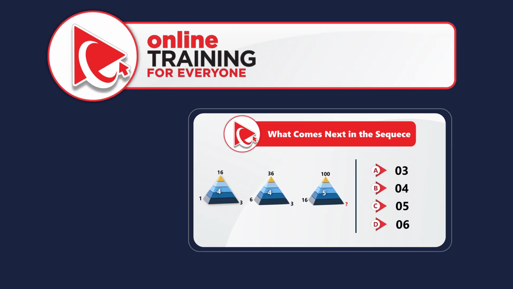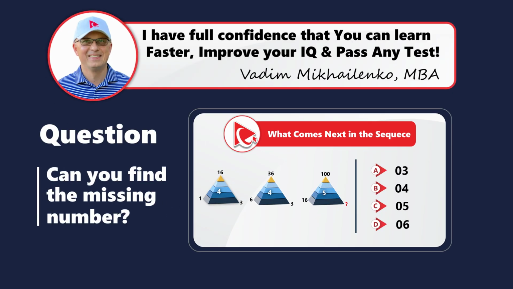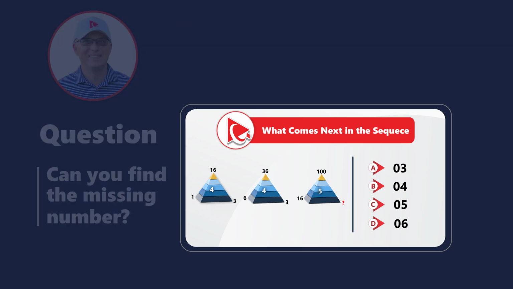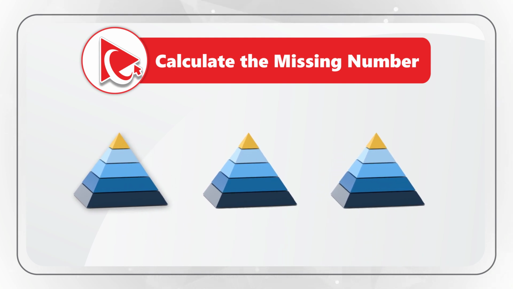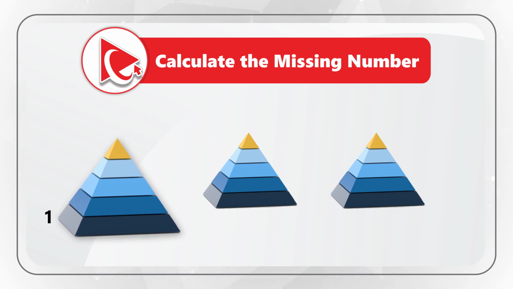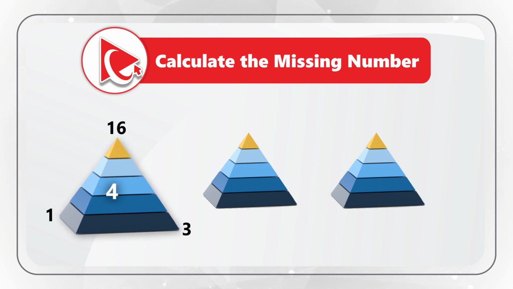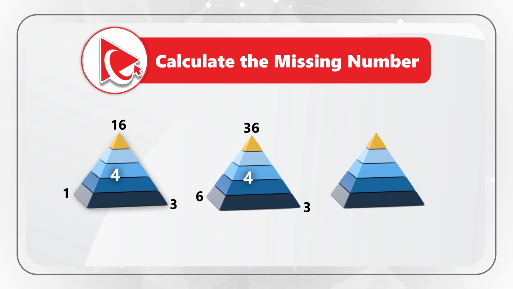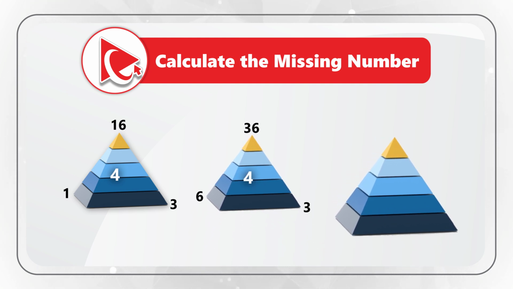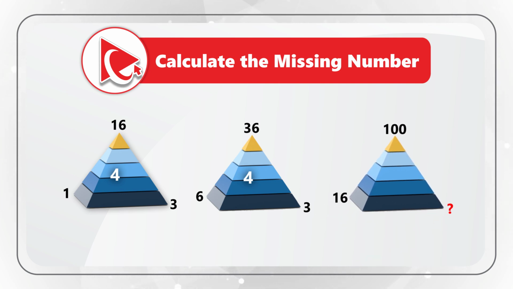Are you ready for the surprise? I have a challenge for you to practice your skills. You need to calculate the missing number. You're presented with 3 pyramids, and each pyramid has numbers around the pyramid as well as in the middle. The first pyramid has numbers 1, 16, 3, and 4 in the middle. The second pyramid has numbers 6, 36, 3, and then number 4 again in the middle. The third pyramid has numbers 16, 100, then comes the missing number, and then number 5 in the middle.